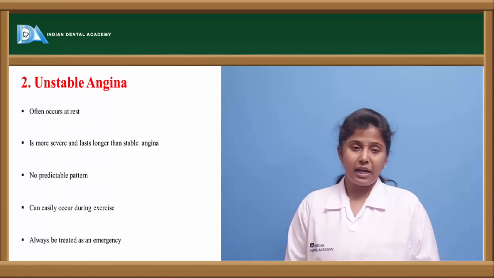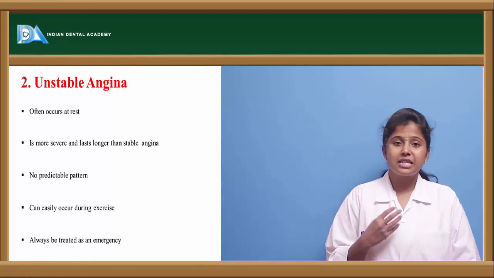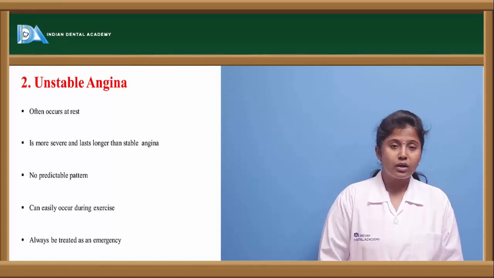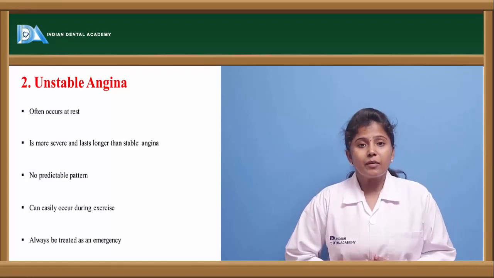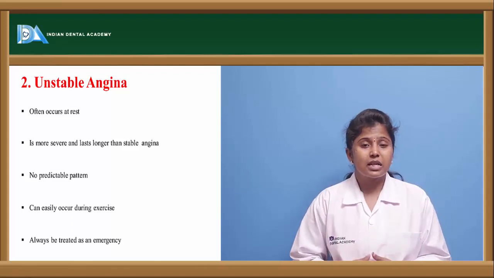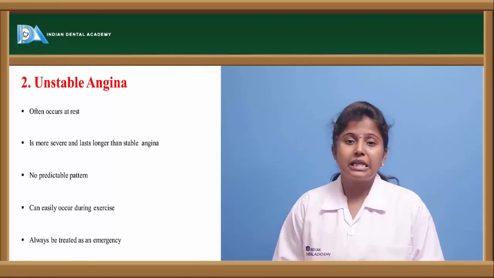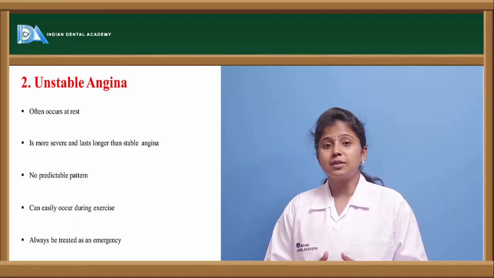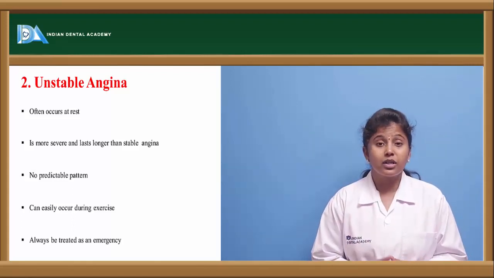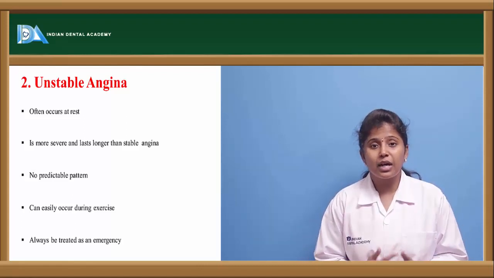The other one is unstable angina. Unstable angina mostly occurs even when a person is at rest. It is more severe and lasts longer than stable angina. Even if a person has atherosclerosis or any cardiovascular related disorder, this chest pain may occur while taking rest. This chest pain may occur because of various cardiovascular disorders, and the pattern of pain is not the same.